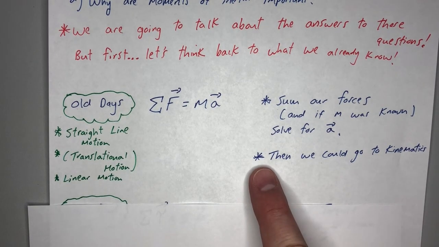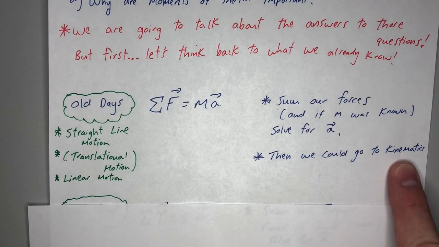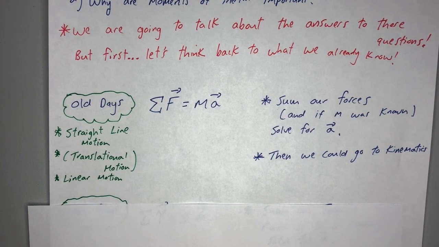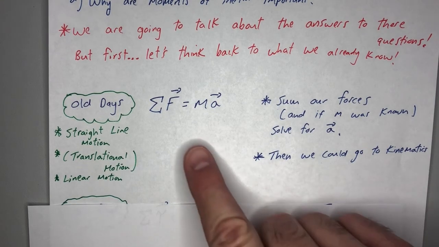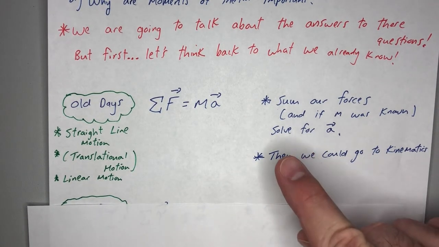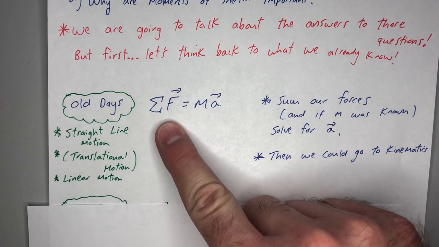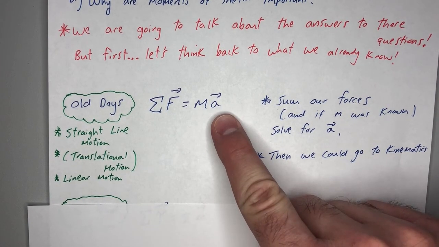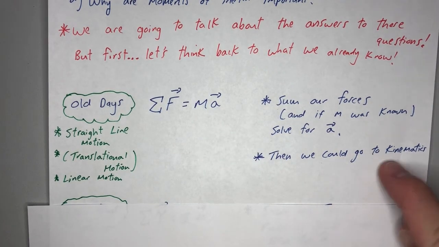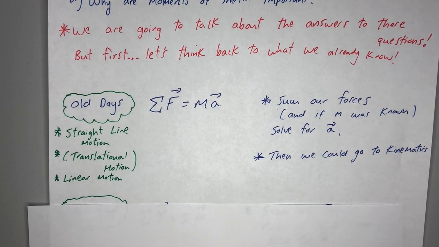And then the cool thing is, once we knew the acceleration, we could go back to kinematics. We're going to compare and contrast this with the new stuff, the torque stuff, but you have to make sure this makes sense. If it doesn't, go back and look at your notes on forces: we summed our forces, we knew the mass, we got acceleration. Once you knew acceleration, you could go to kinematics and solve for position and velocity. All right, those are the old days.